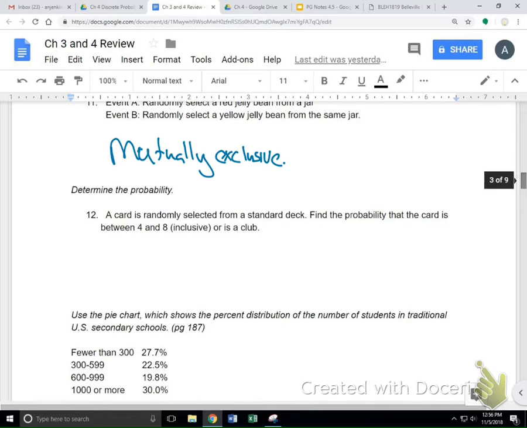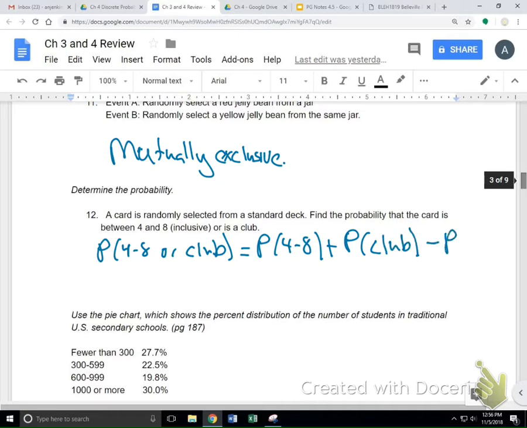And then we see that we have a card randomly selected from a deck, and we want the probability that the card is between 4 and 8 inclusive, or it's a club. So the probability that it's 4 through 8 or a club. The cards between 4 and 8 are 4, 5, 6, 7, 8. There are 5 of those in 4 different suits. So that's going to be the probability of 4 through 8 plus the probability of it being a club, minus the chance of it being both, the probability that it's 4 through 8 and a club.